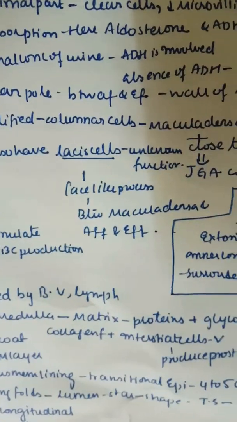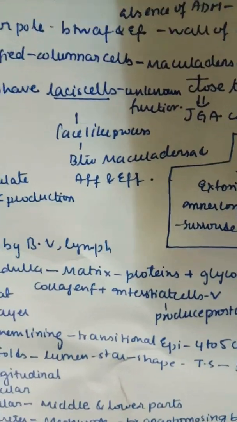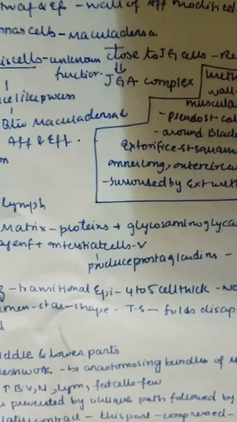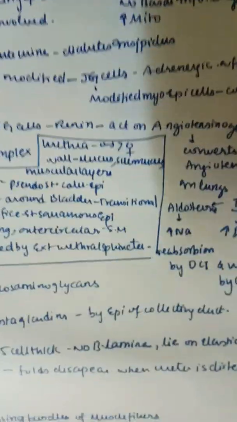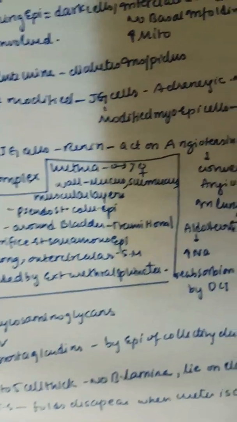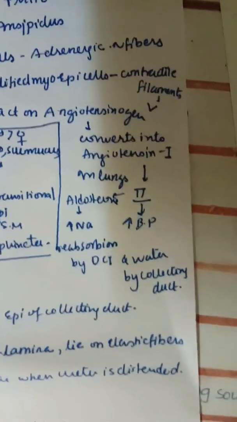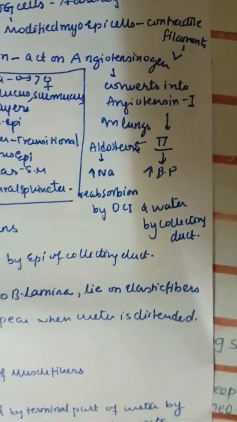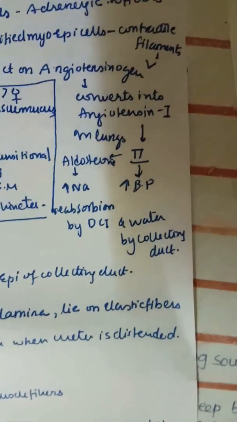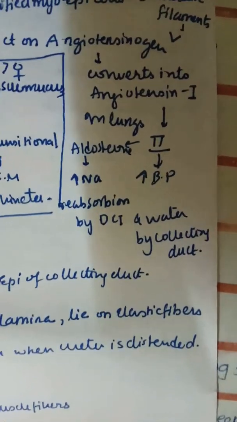The macula densa along with the JGA also has the lacis cells, which are of unknown function. They lie between the macula densa and the afferent and efferent arterioles. Close to the JG cells there is the JGA complex, in which the JG cells produce renin, which acts on angiotensinogen to convert it into angiotensin 1, and in the lungs it is converted into angiotensin 2, which increases blood pressure. Aldosterone is mainly useful for increasing sodium reabsorption by the DCT and water reabsorption by the collecting duct, so that urine can be controlled.